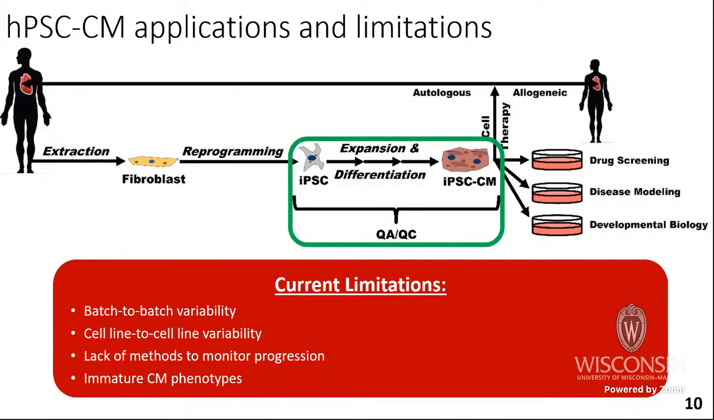And the last thing here is immature cardiomyocyte phenotypes. We derive these cells, and they more resemble a fetal-like cardiomyocyte than a fully mature adult phenotype. So they look very different. They can't quite output as much force, and they're not as large and metabolically active.